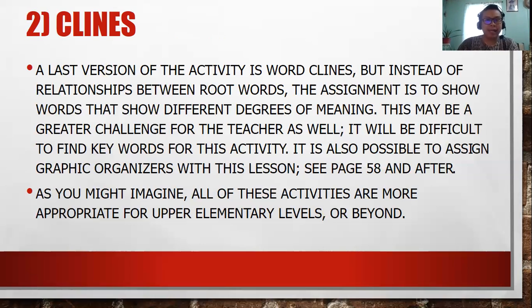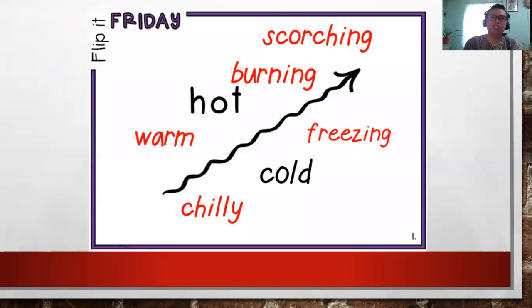Again, it is more of showing words that have different degrees of meaning. For example, hot and cold: warm, hot, burning, scorching, chilly, cold, freezing. So the degree of the word is used, and that is an example of an activity using word clines.